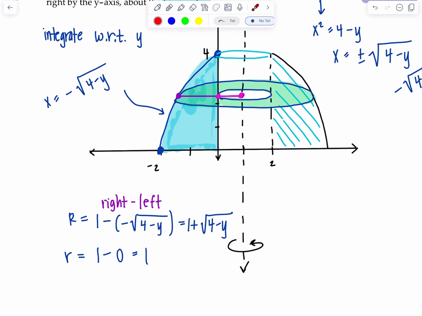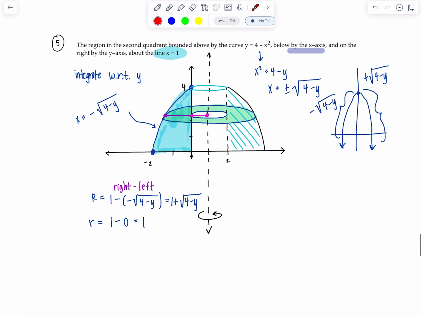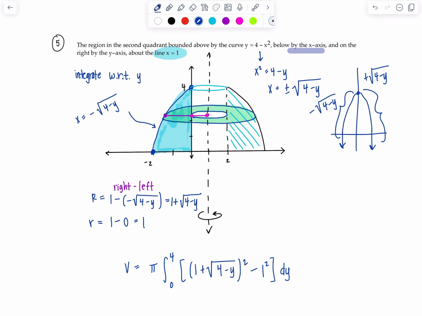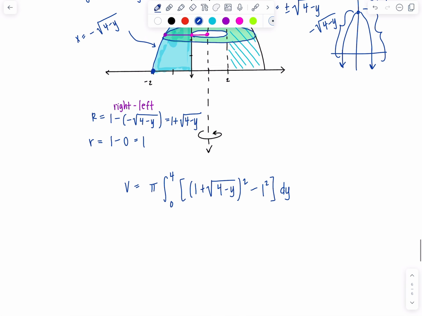Okay, very good. And then when we set up the limits of integration, remember we're integrating with respect to y. So the limits need to represent the bounds on the original region in terms of y. So here was the original region, and it was bounded in the y direction by 0 and 4. So those are my limits, 0 to 4. So we're going to have big R squared, so 1 plus rad 4 minus y squared minus little r squared dy. Good? Okay, very nice.